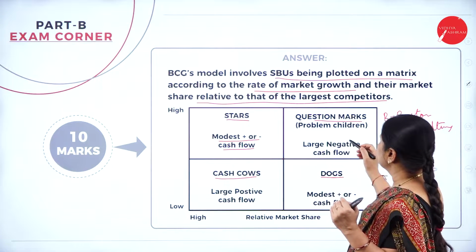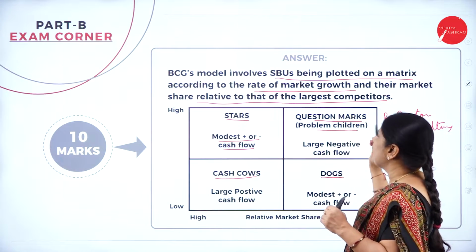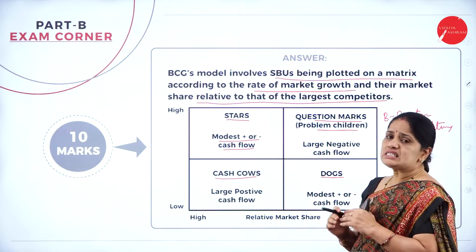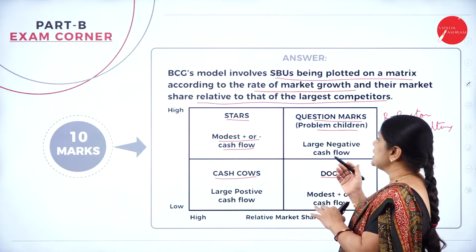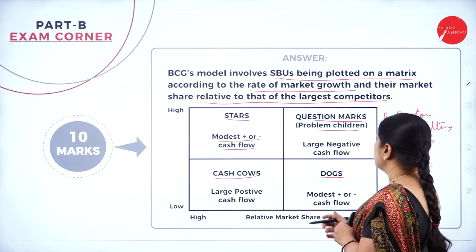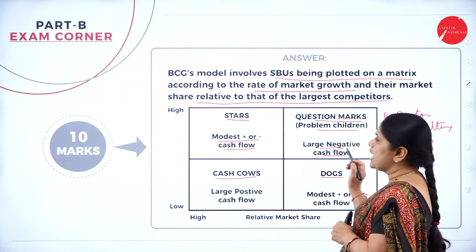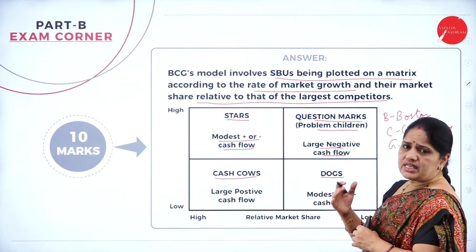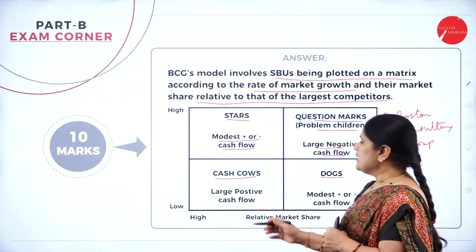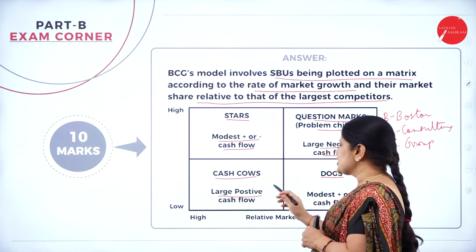But if you come to the question marks or the problem children, we should understand that problem children are always a headache to the parents. The same way, these kinds of SBUs have large negative cash flow. So they have a high growth rate, but the cash flow is very, very less. Then the next one is the cash cows.